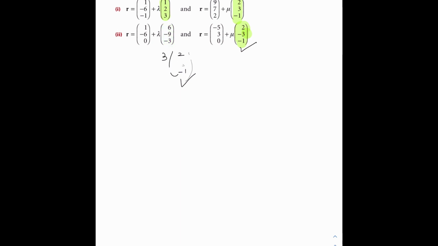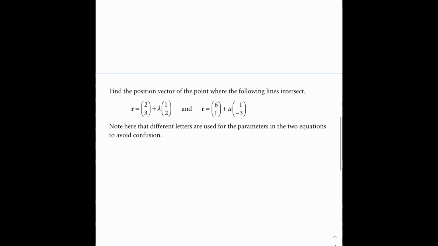Now if the lines are not parallel, then we have to learn how to find the point of intersection of the lines. Let's go about finding this out. Find the position vector of the point where the two lines intersect. This is the first equation, this is the second one. Note that different letters are used for the parameters in the two equations to avoid confusion. Here they have used lambda and here they have used mu. How do we go about solving it and finding the point of intersection?